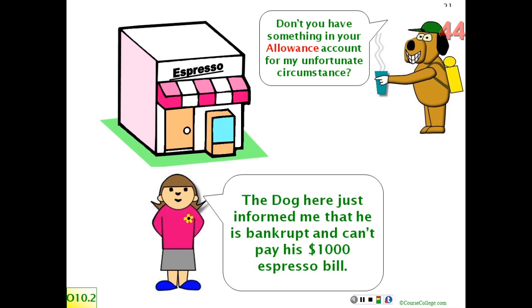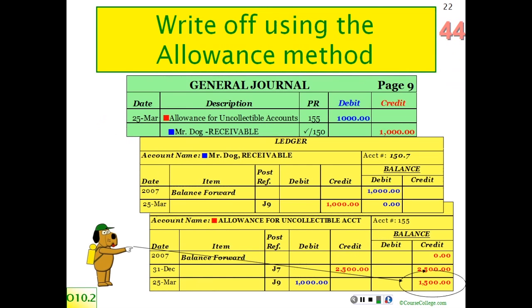But don't you have an allowance for me? This dog thinks he knows something about accounting. Oh, I can't pay you, but you've got an allowance for me, don't you? Well, she does, but she's not any happier about the fact that this dog's going to walk away from the obligation. So here's what happens in the account. We write off what the dog owes us. See that Mr. Dog receivable? Credit that asset account. Make it go down. Go away. He's gone.